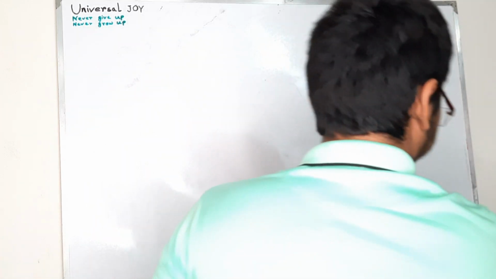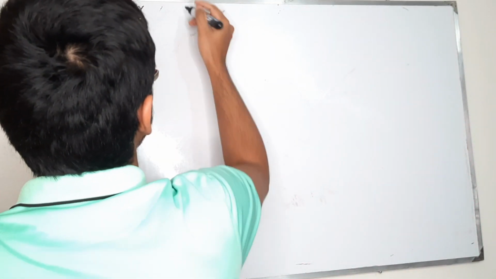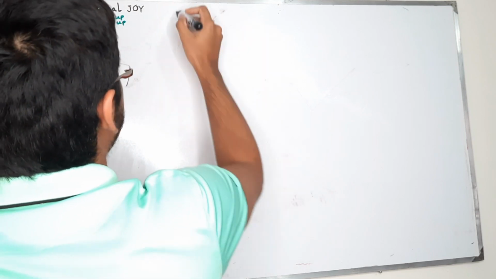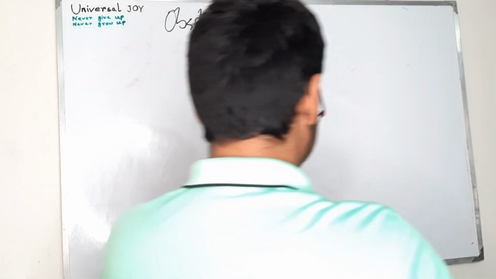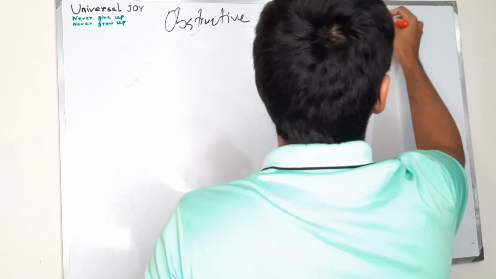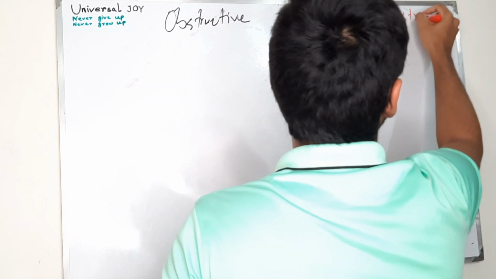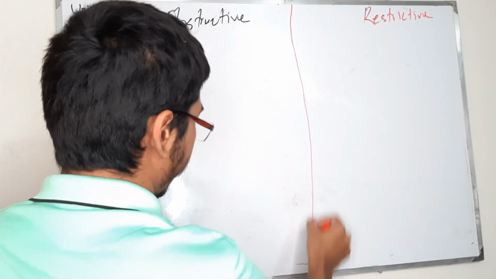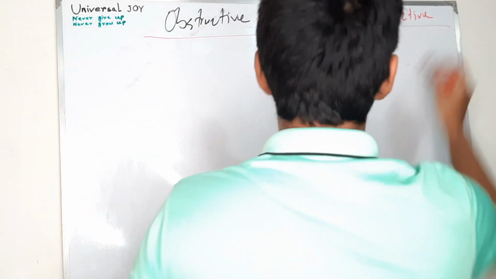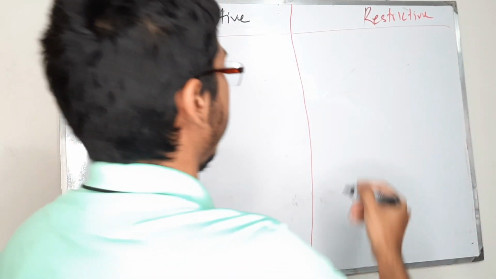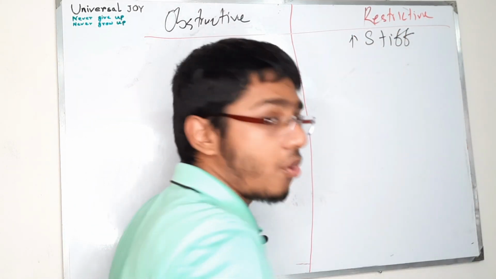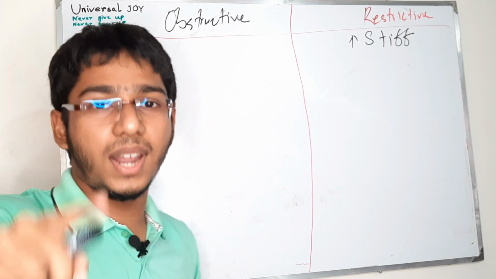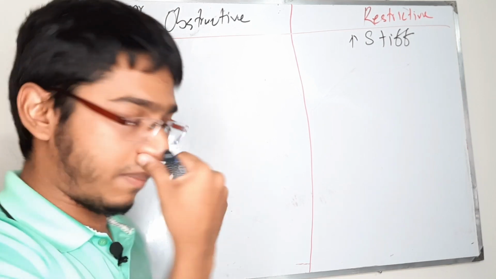Okay, let me write down obstructive disease over here on the left side of my board, and over here restrictive disease. In the restrictive disease, was the lung more stiff or less stiff? Definitely it was more stiff due to the deposition of various collagenous substances within the lung parenchymal cells.